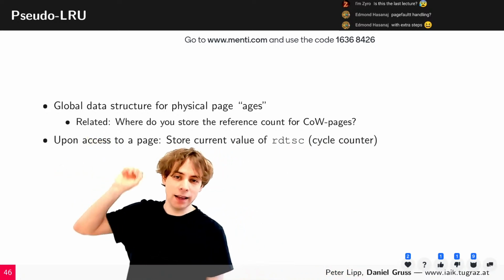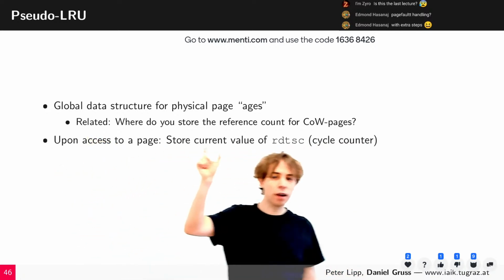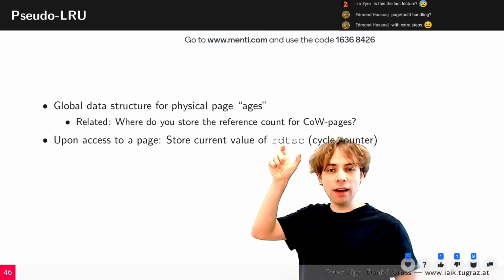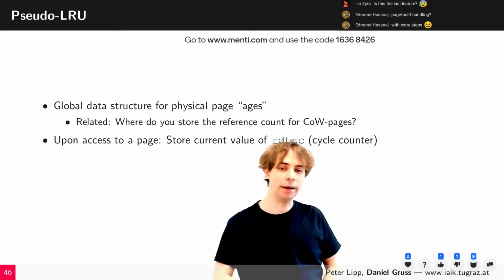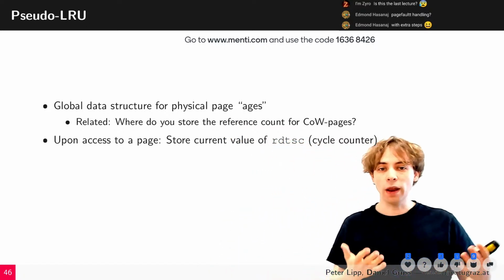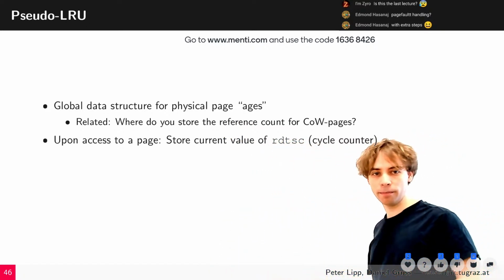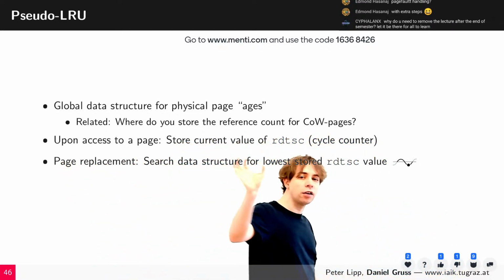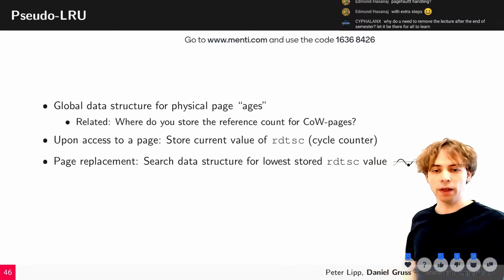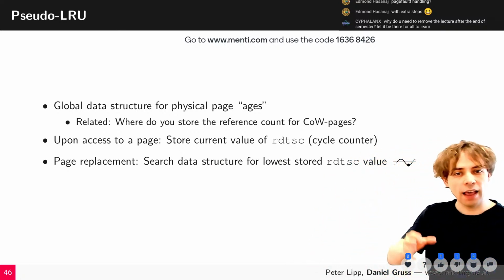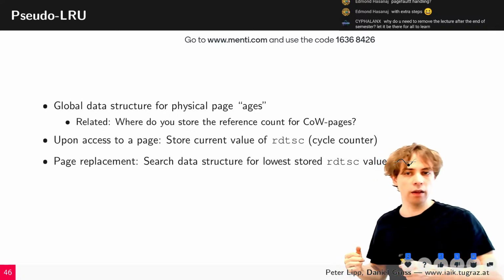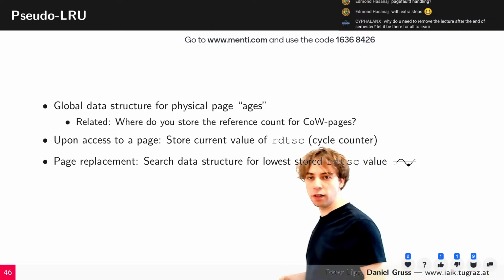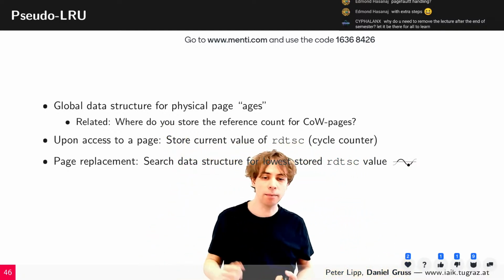When you access a page, you store the current timestamp counter, the cycle counter, in this array. That means that you now know when the page was last accessed. When you replace a page, you can simply search this data structure for the lowest stored value. This is now more expensive than just taking the first element from the list, but it's possible without reordering the data structure. This is a pseudo-LRU variant that we can implement.